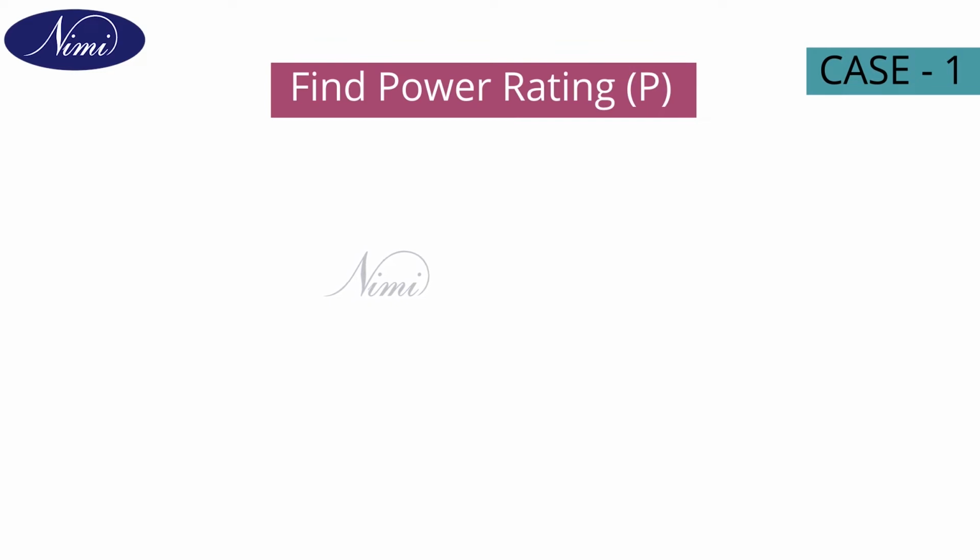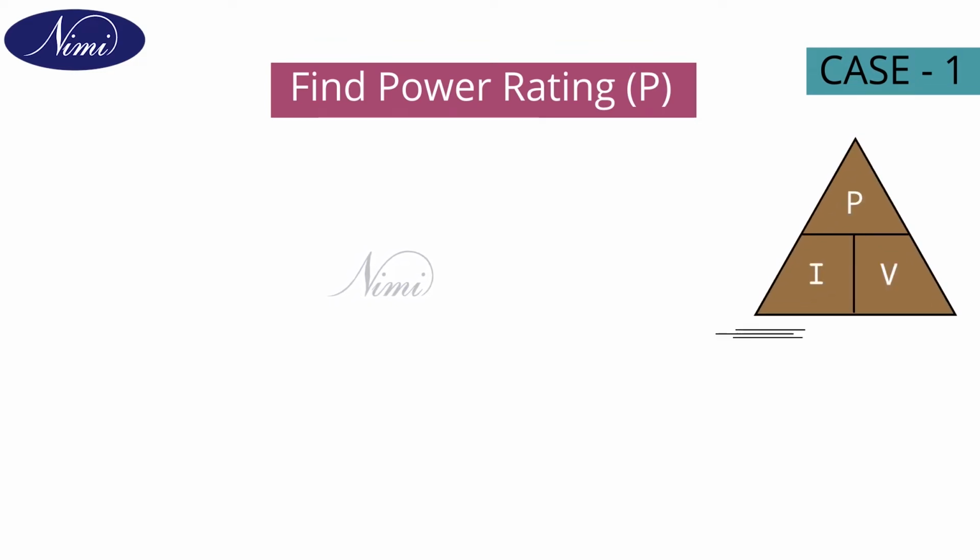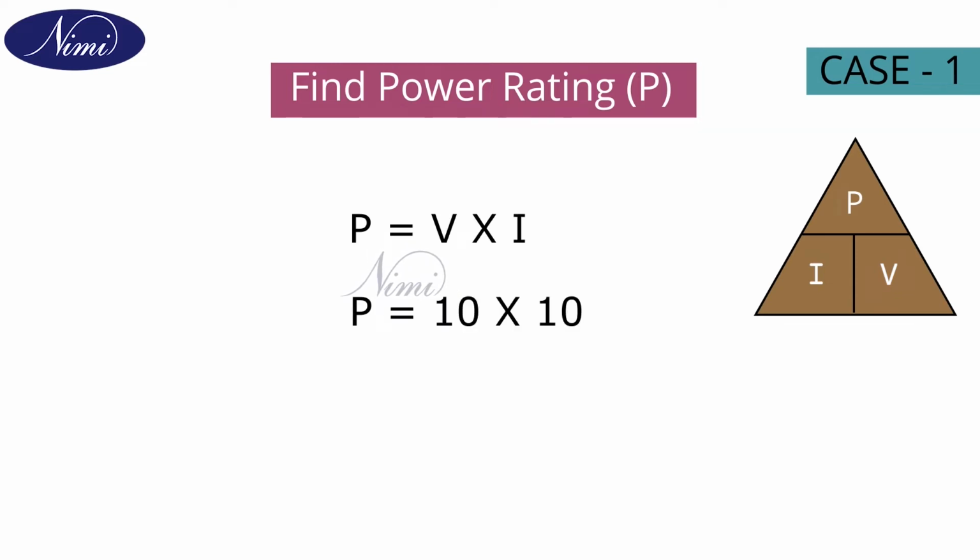In case 1, to find the power rating from the power triangle, P is equal to V into I. By substituting the values of voltage and current in the formula, we obtain power as 100 watts.